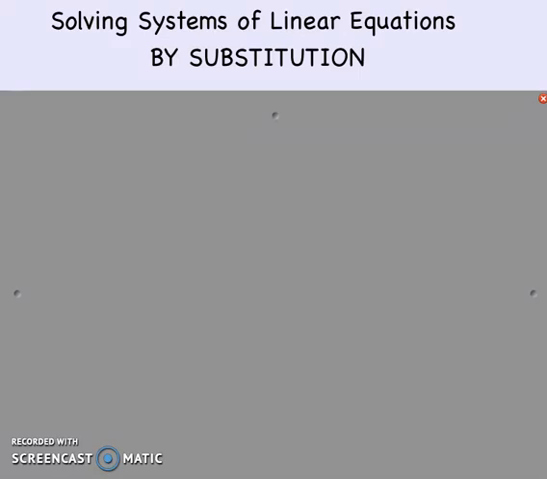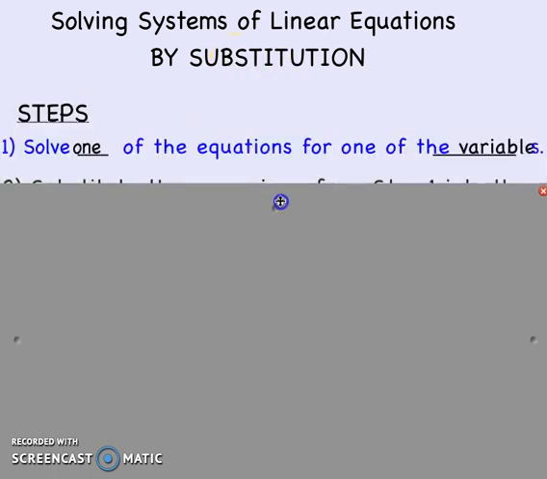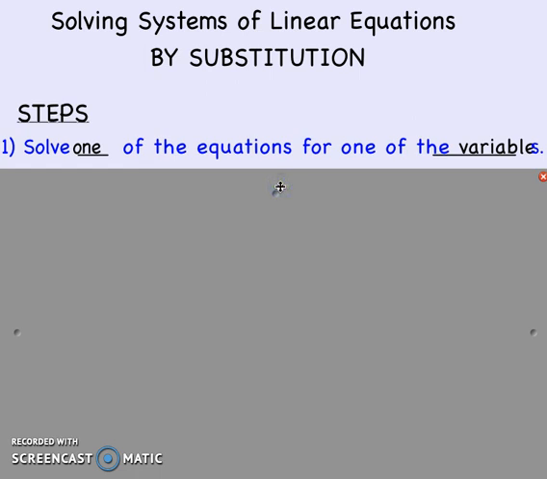Let's take a look at solving systems of linear equations by substitution. Step 1 in solving a system by substitution is to solve one of the equations for one of the variables. You're trying to get either x or y by itself in either equation. It doesn't matter which equation, and it doesn't matter whether it's x or y.